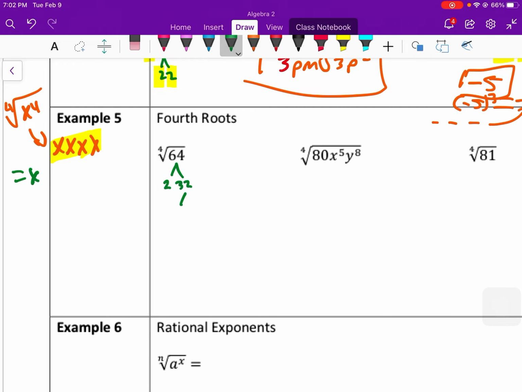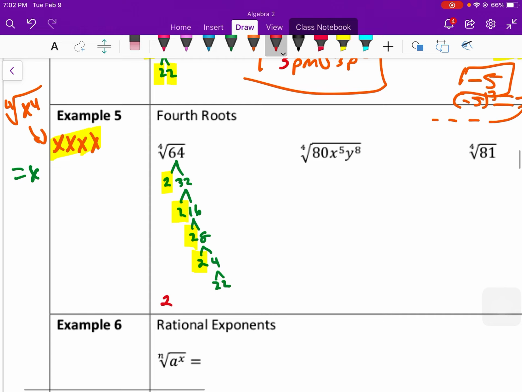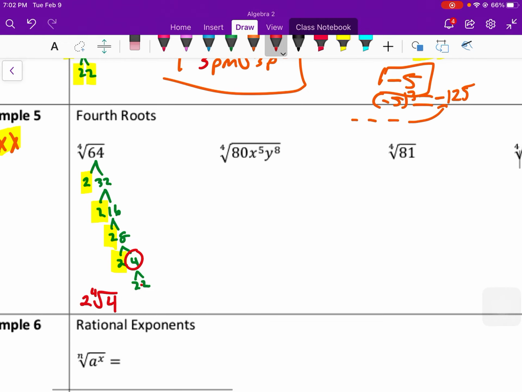So the fourth root of 64, that's 2 times 32, which is 2 times 16, which is 2 times 8, which is 2 times 4, which is 2 times 2. Okay, so we have 1, 2, 3, 4. So there's a factor of 2 that we can pull out, and we don't have enough to pull out any more. So then it would be 2 times the fourth root of 4, because we have these 2 left, which would be 4.